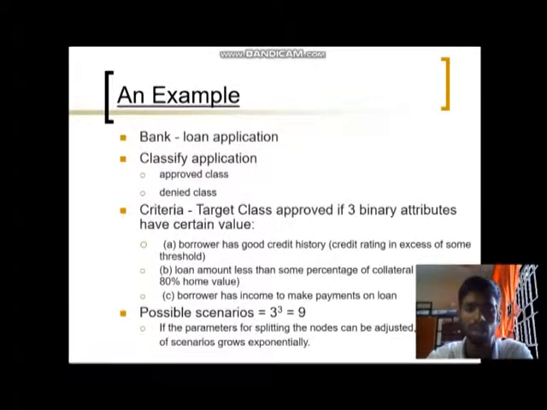And in this case there are three possible values for each, so around many possible scenarios, where it should actually be 3 power 2. So it should be around 9 scenarios. And if the parameters are splitting, the nodes can be adjusted, and the number of scenarios grows exponentially.